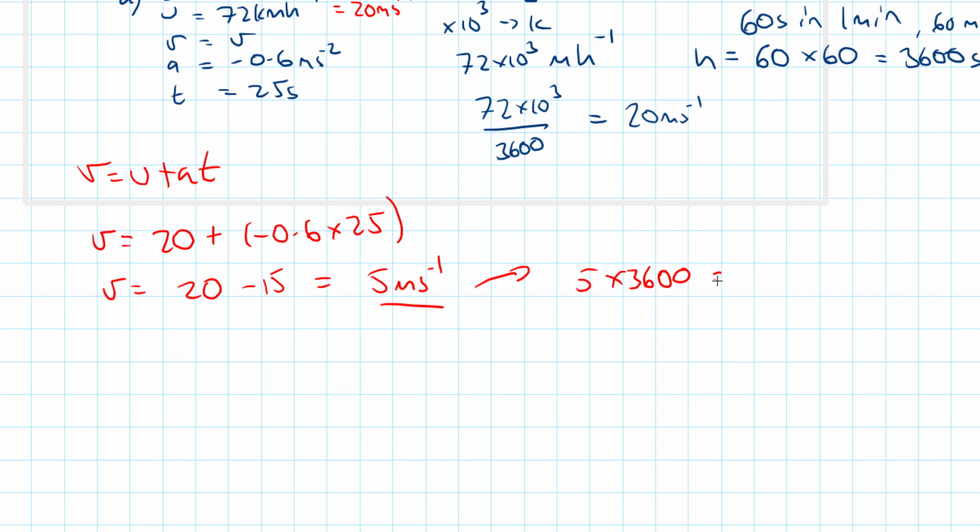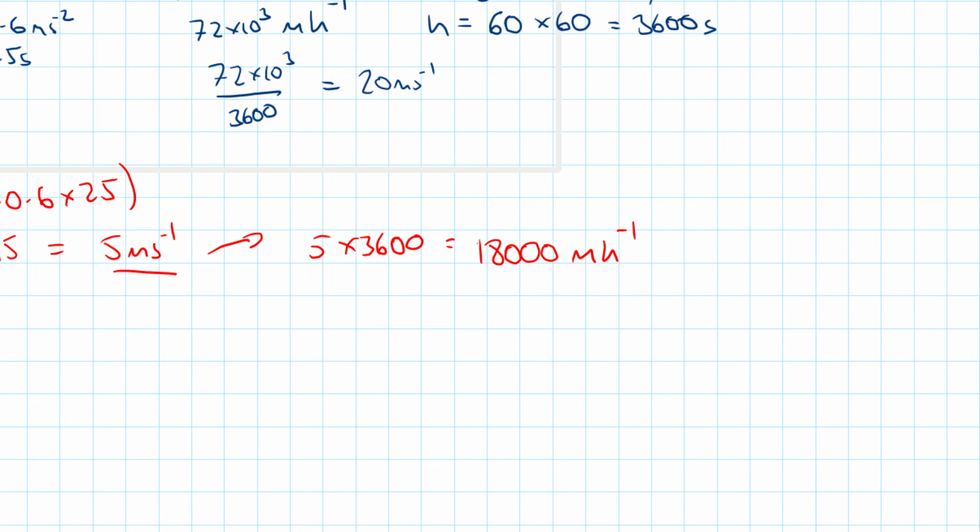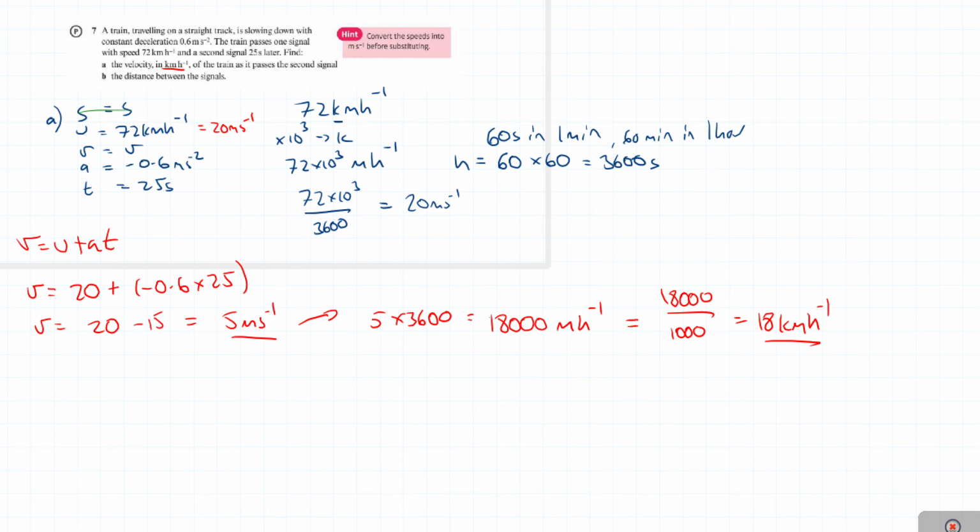So every second is 5 meters, which means every hour is going to be 18,000 meters per hour. Then we want to convert this into kilometers, so we divide by 1,000. It's 18,000 divided by 1,000, all times 10 to the 3. This gives us our answer of 18 kilometers per hour, and that is our final answer for part A.